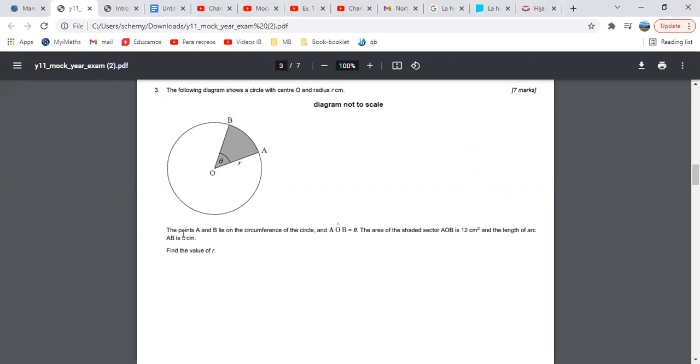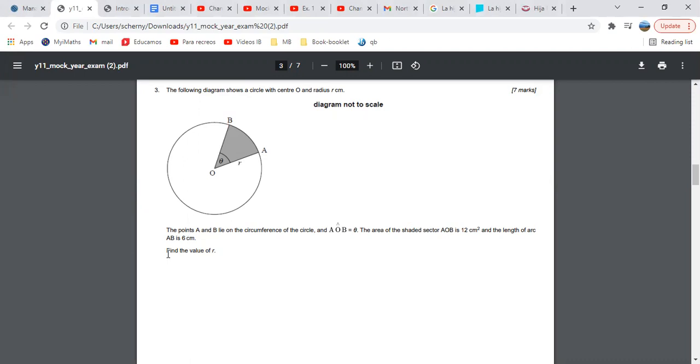We have this, and it says, the points A and B lie on the circumference of the circle, and the angle AOB is equal to theta, okay? The area of the shaded sector AOB, so all the shaded sector, not just the triangle, but the circle sector, is 12 centimeters square, and the length of arc AB is 6 centimeters. So we need to find the value of R, okay?